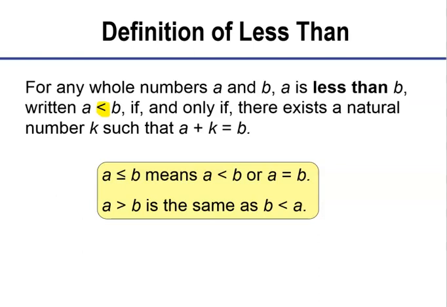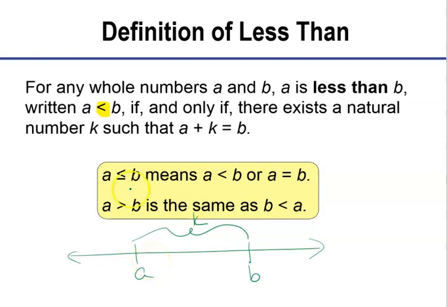Right? If you look at that on a number line, A is some number smaller than B, and as long as A is smaller than B, there's some number K, which would be the distance between A and B. A is less than or equal to B means A is less than B or equal to B. A is greater than B is the same as B is less than A. So you can switch them around. Again, mouth is always open to the larger number.